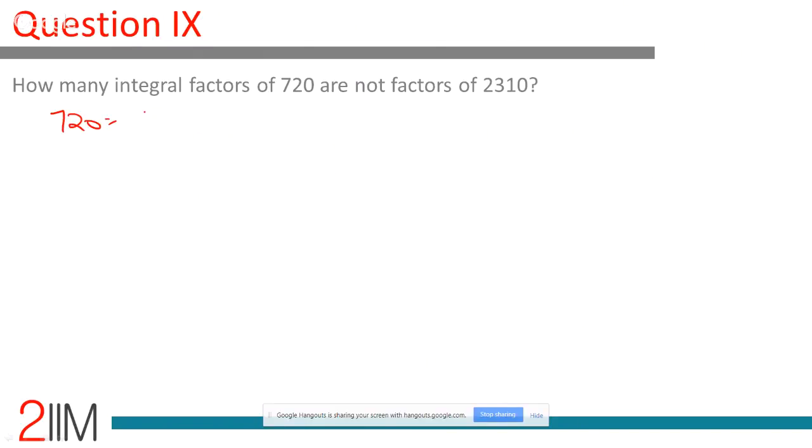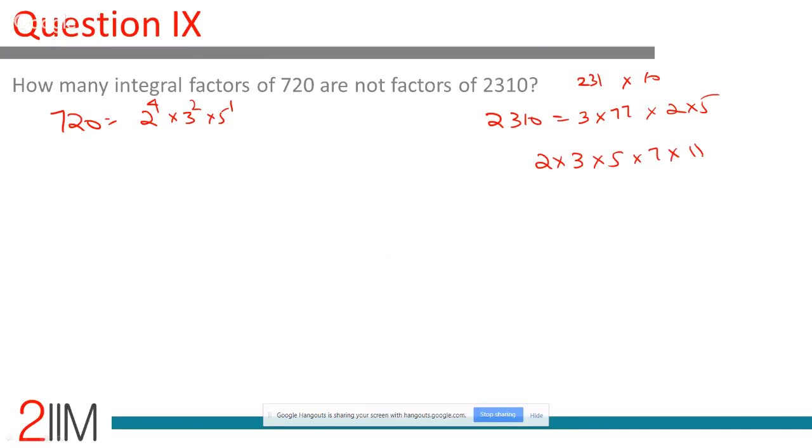720 is 2 square, 2 cube into 3 square, that is 72, into 10. 2 power 4 into 3 square into 5 power 1. 2310. This is 231 into 10. 231 is a multiple of 3. So 3 into 77 into 2 into 5. Now this number is 2 into 3 into 5 into 7 into 11. Oh, quite an interesting number. The product of the first 5 prime numbers.